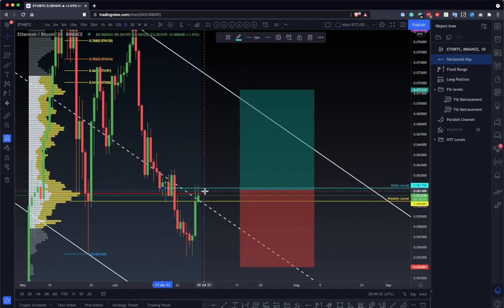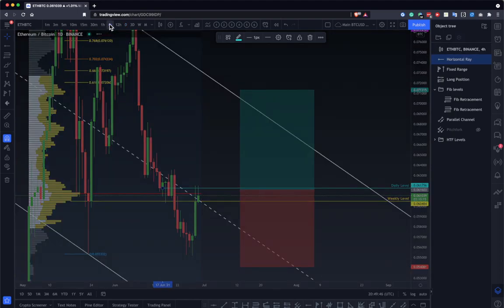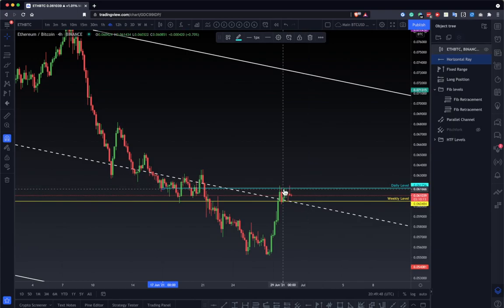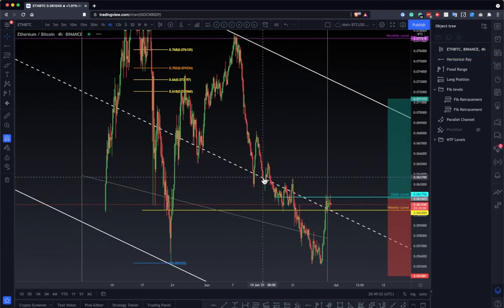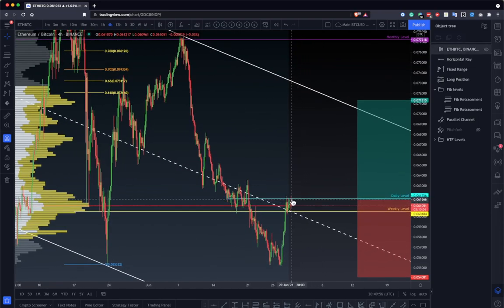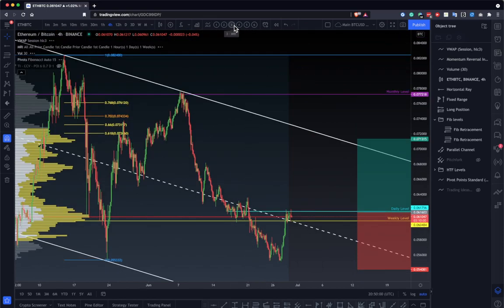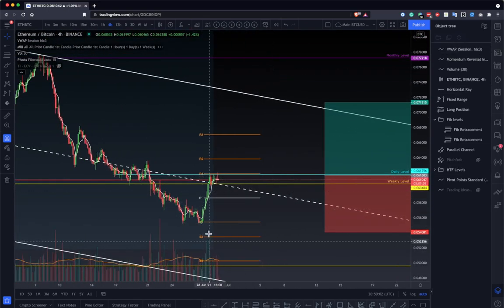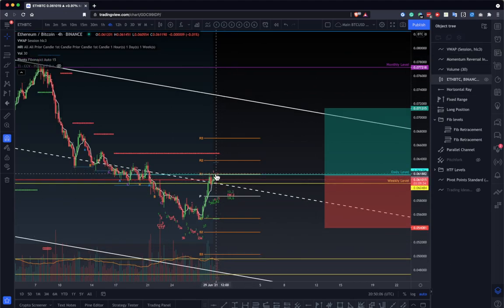So if we can close above here, you see there is not even a 4-hour close above this. You need some volume. It's not about just a 4-hour close. You need some proper volume to support this. If we see how's the volume, you see the volume is declining by rise, so I will be a bit more careful to long this.